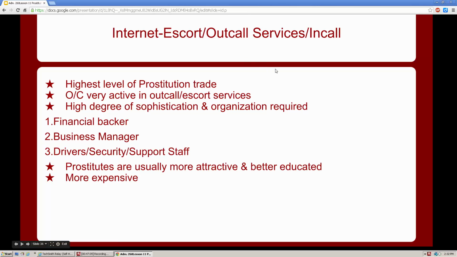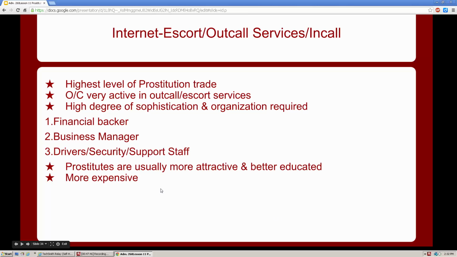Just with escort services, organized crime's active. Like we said before, you've got Asian organized crime, outlaw motorcycle gangs. They're involved in escort services. But at the same time, it could be legitimate. There's been a number of women that have run these organizations. But to have an escort service, you need a financial backer to get the phone banks going, have a staff, have security, have drivers, have a business manager. You're usually going to have an attorney on retainer. So this is a pretty sophisticated operation.